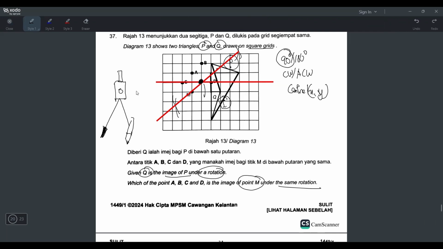And after you know the center, you can put the cross now. So you can put the cross now. So the cross will be at the center. So inilah you punya center rotation. So after you know your center, now you can know whether it's clockwise, anti-clockwise already.